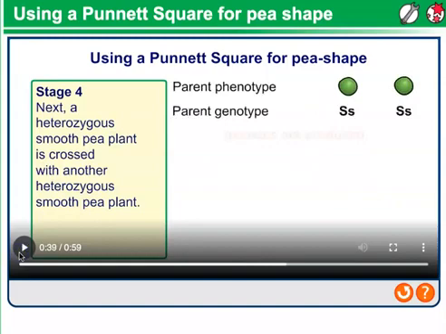Our parent phenotypes are that they are both smooth pea plants. The parent genotype is uppercase S, lowercase s. The other parent is also uppercase S, lowercase s. This tells us that they are heterozygous. Recall, homozygous would mean they are either both uppercase S, or lowercase s, lowercase s.